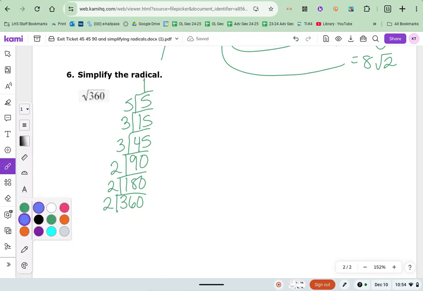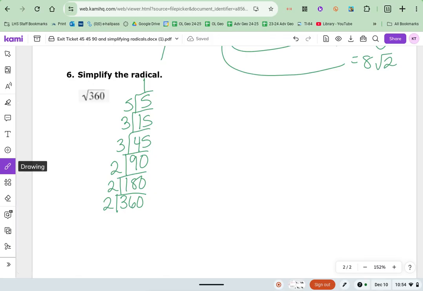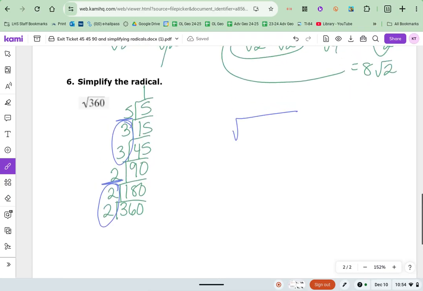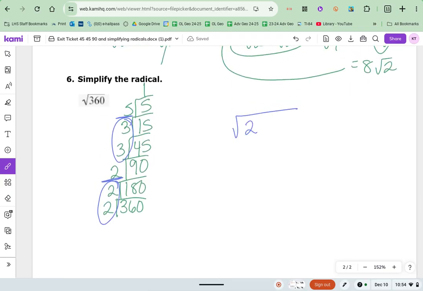So once you're done with that part, you're looking for pairs. So you're only circling 2 numbers for a pair. So we have a pair of 2s. We have a pair of 3s. There's a lonely 2 and there's a lonely 5. So everything that's lonely has to stay inside the radical. So we said that we had that lonely 2 times that lonely 5.